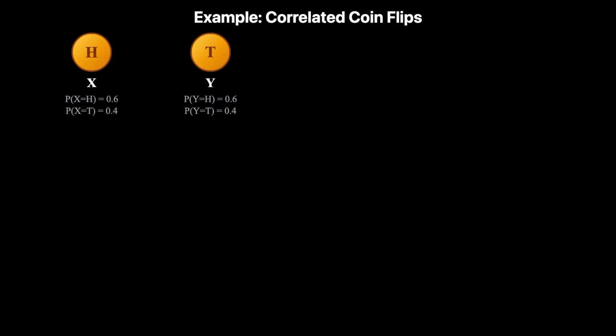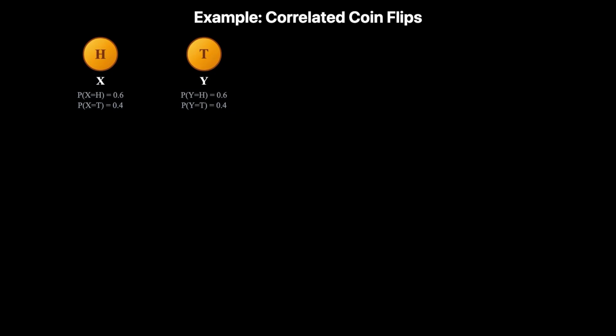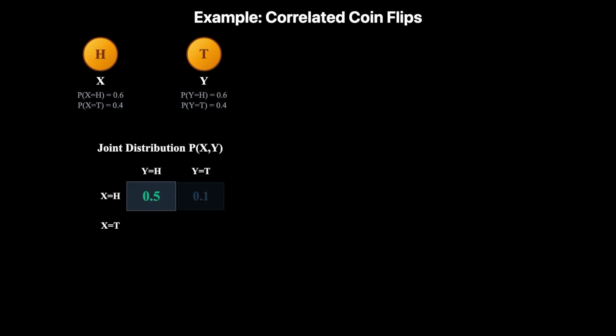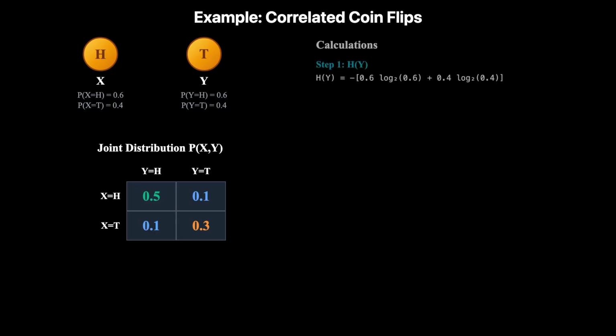Let us work through a numerical example. Consider two coin flips that aren't quite independent. Each coin shows heads 60% of the time and tails 40% of the time. But there's a twist. The two coins are slightly correlated. Both showing heads happens more often than you'd expect from pure chance. We start by computing the entropy of the second coin by itself, which tells us how uncertain we are about it before seeing anything. This comes out to approximately 0.97 bits.